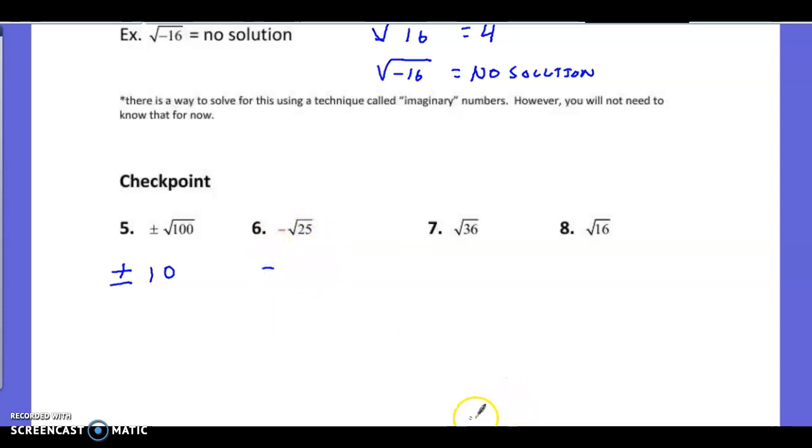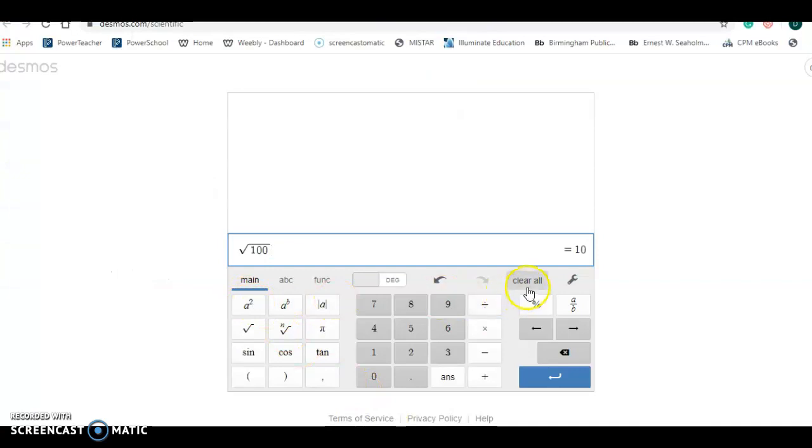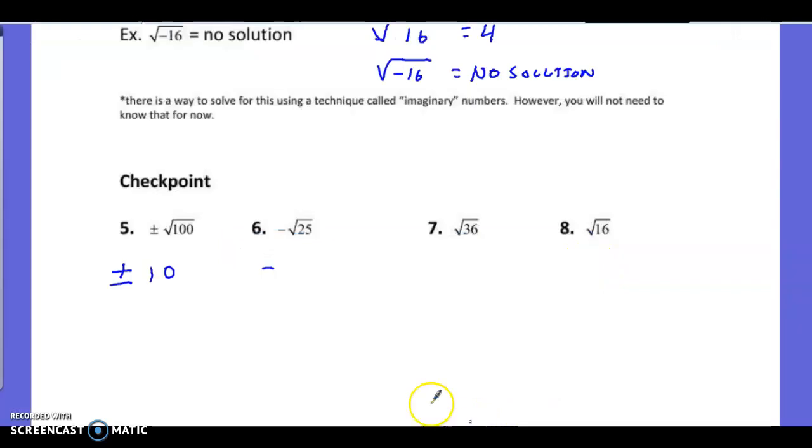All right, there's a negative out front here, so we know our answer is going to be negative. What is the square root of 25? Meaning what two same numbers multiplied together equal 25? Just do square root 25, and we see that we get 5 for our answer. So this would be negative 5.